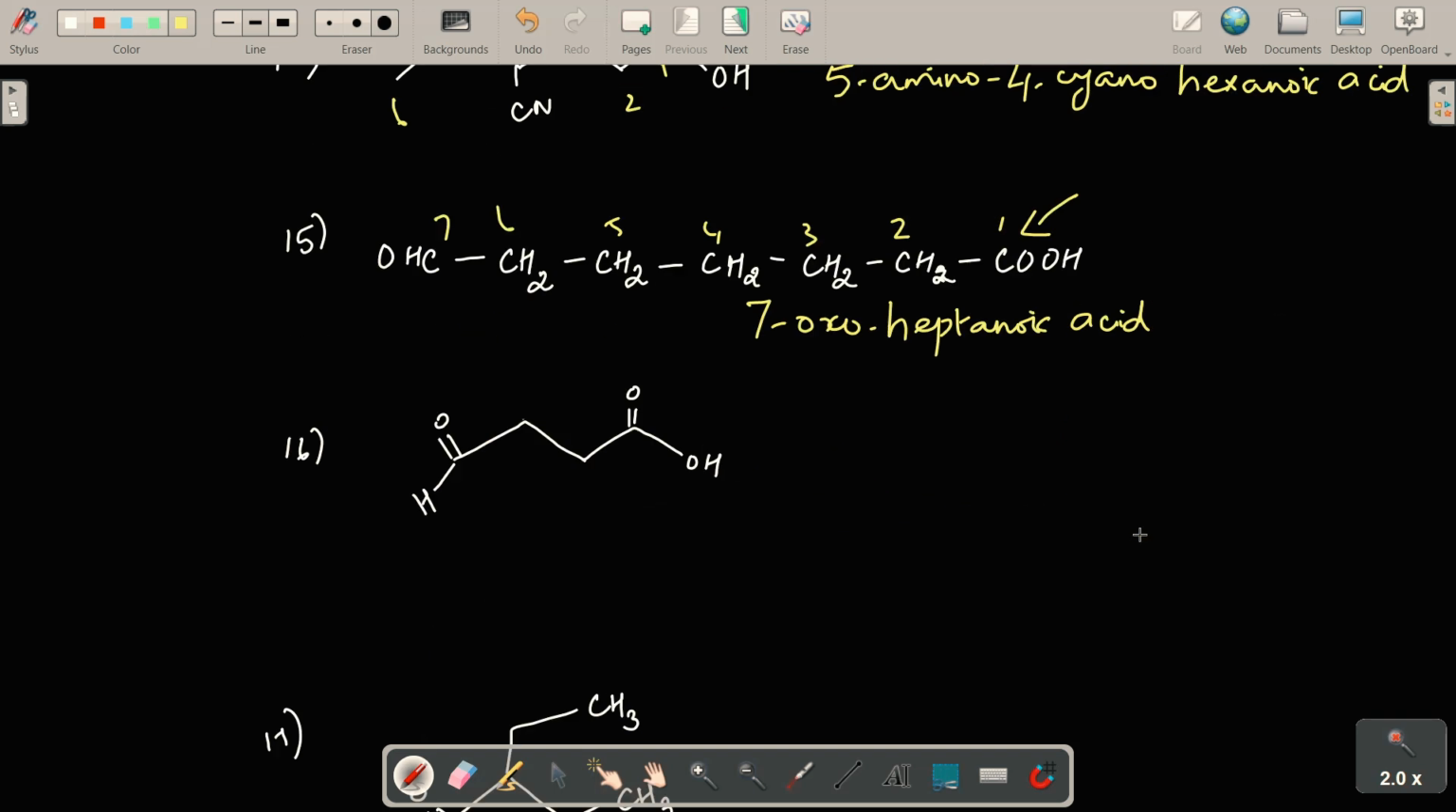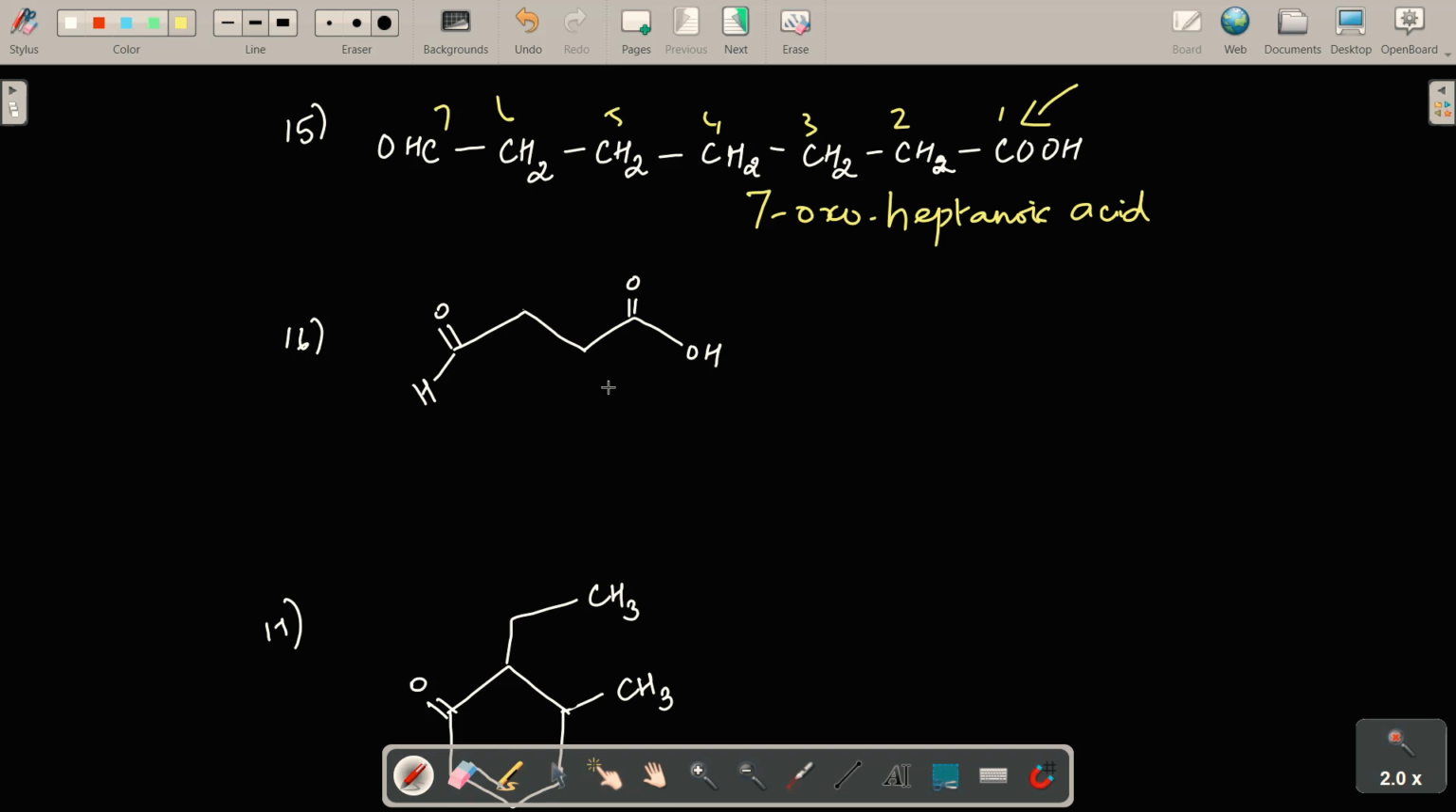Okay, now move on to the next one. In this one you have a COOH group and a CHO. In the priority list, COOH comes first, so this is the primary functional group. So start giving the numbering from here, 1, 2, 3 and 4. It is butanoic acid and in 4 position you have CHO, so it is 4-oxo butanoic acid.